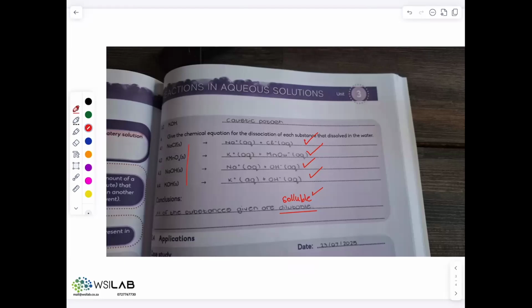That is what you are actually looking at, dissociation or ionization. So I would say all of these substances dissociate in water and form ions. Let me write that. Dilutable is not correct because we don't dilute a solid. We dilute a liquid. So all of the substances given are soluble and form ions through dissociation. Okay.